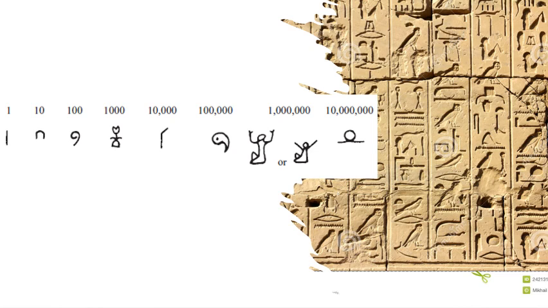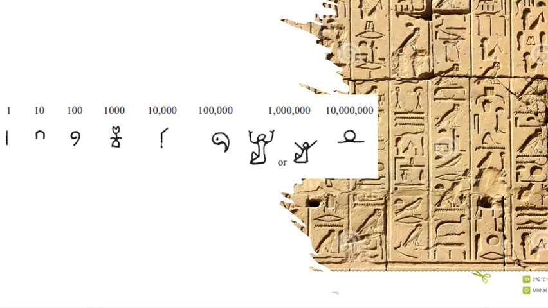So this is how Egyptians would symbolize their numbers. The number one is represented by a single vertical line. The number 10 would be represented by this curve. The number 100 is represented by a curved symbol. This is supposed to be a coiled rope.